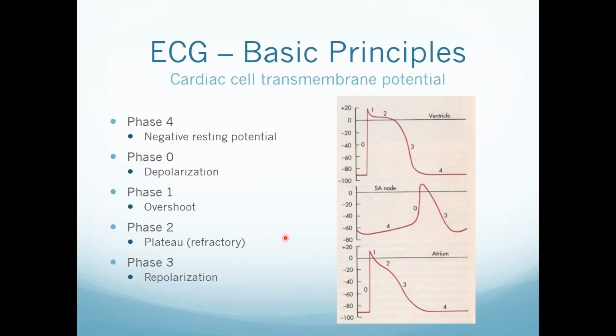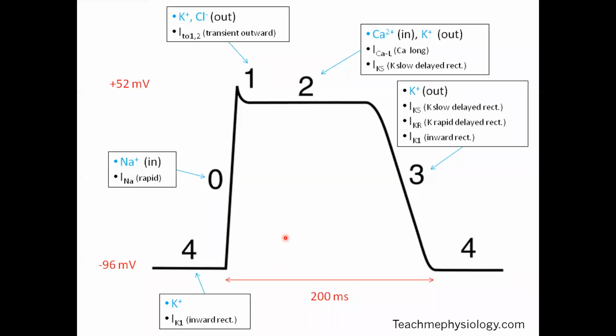So these are typical phases that we think about when we look at the individual cells. And why do we really care about that? Well, we care about it because of what's happening at each of those phases. So phase 4 is going to be when there's not a lot happening. There is an inward rectifier current, which is mainly going to be some influx of potassium, and that just keeps everything at that kind of negative 90 for the most part.